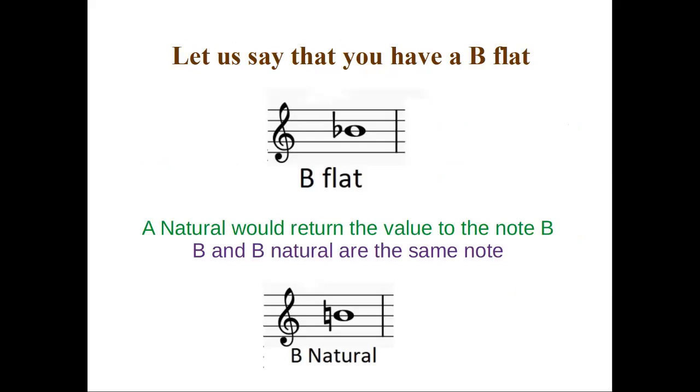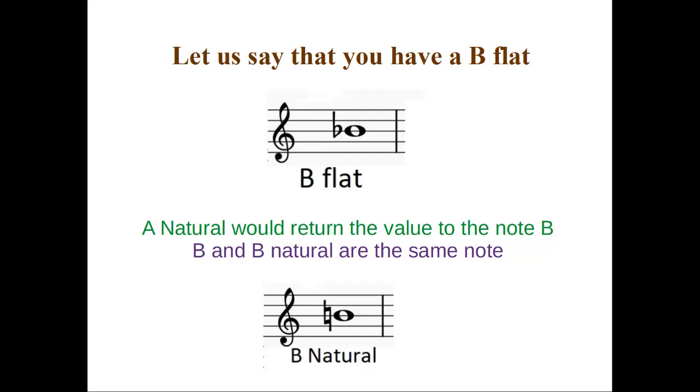Let us say that you have a B flat, and now we've gone back to the notation which we learnt in previous lessons. B flat, the third line on the treble clef staff, and it's got the flat sign in front of it, which looks like a funny B. That is B flat. A natural would return the value to the note B. In other words, it would go one semitone up to B. So B and B natural are also the same way of saying the same note.